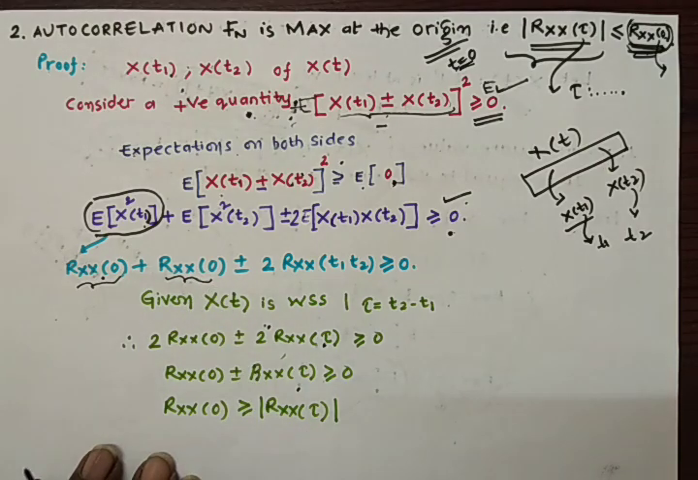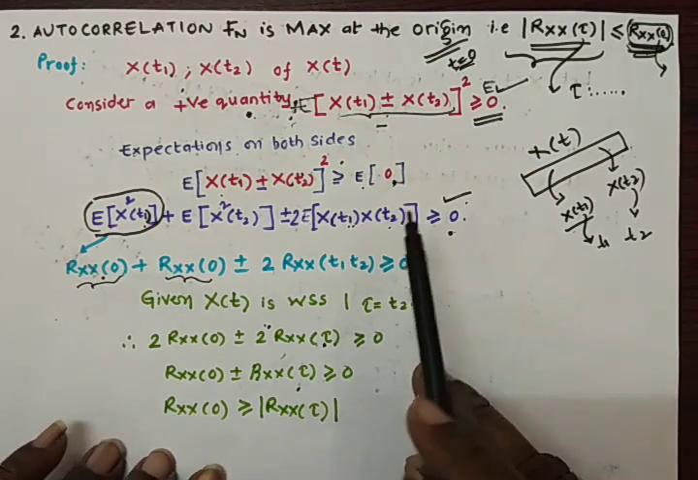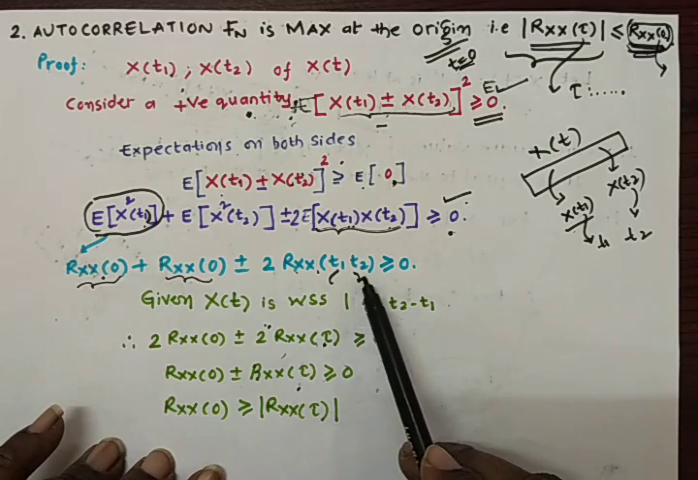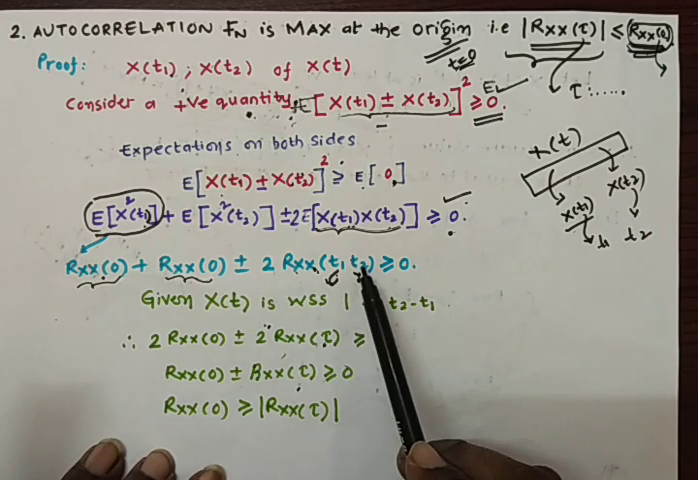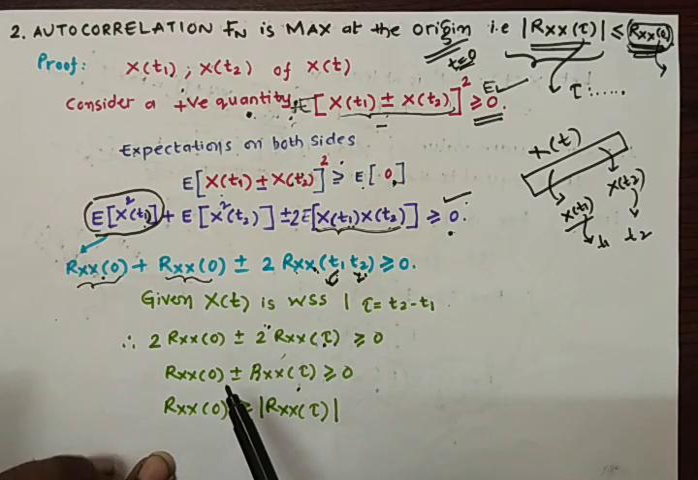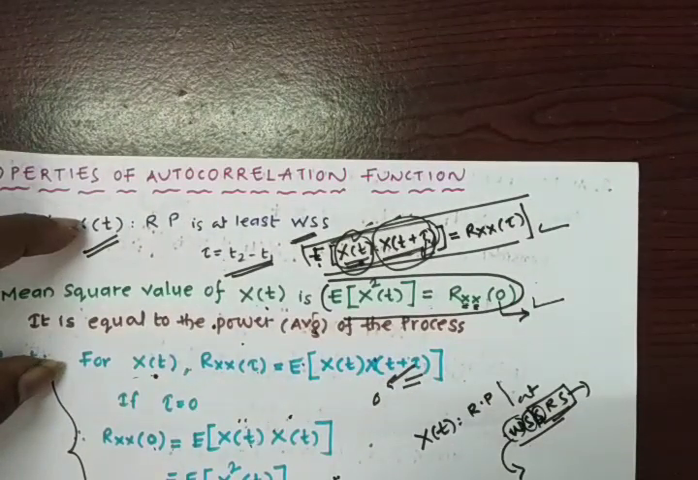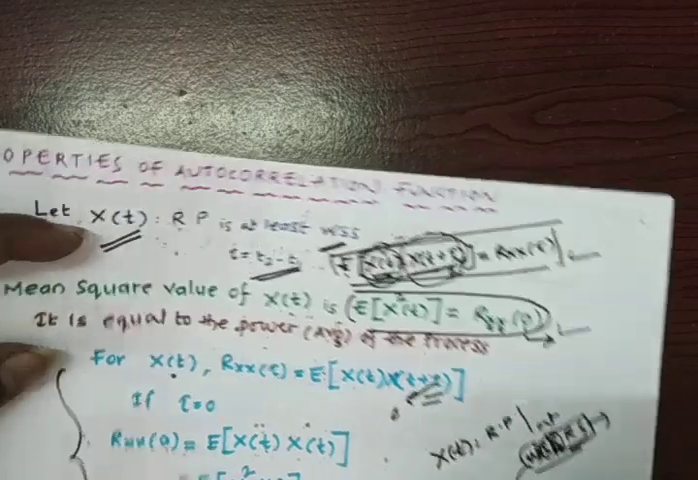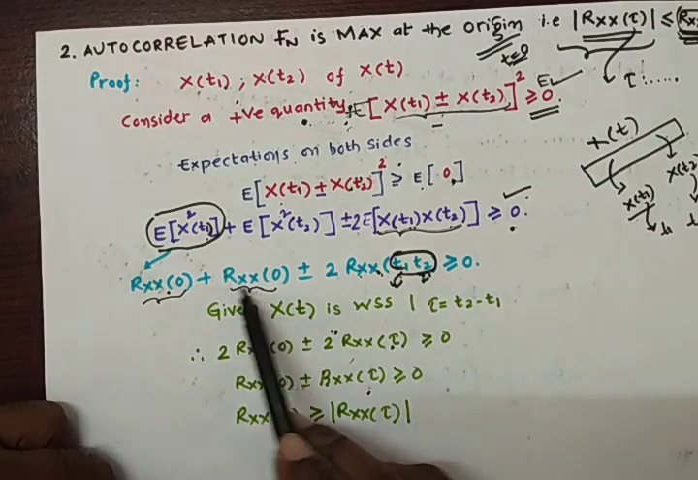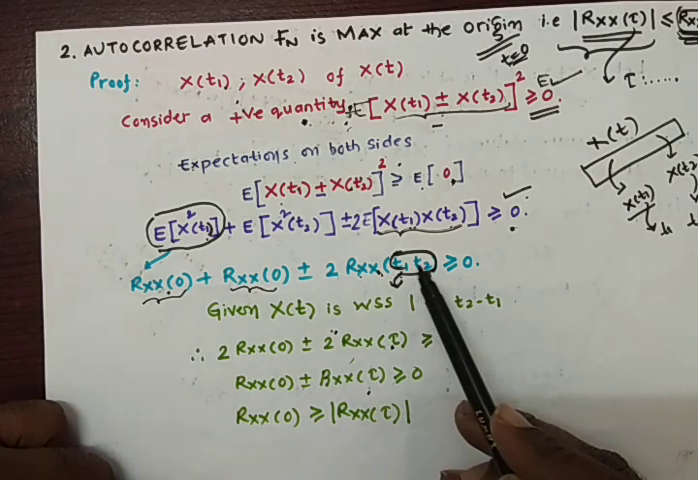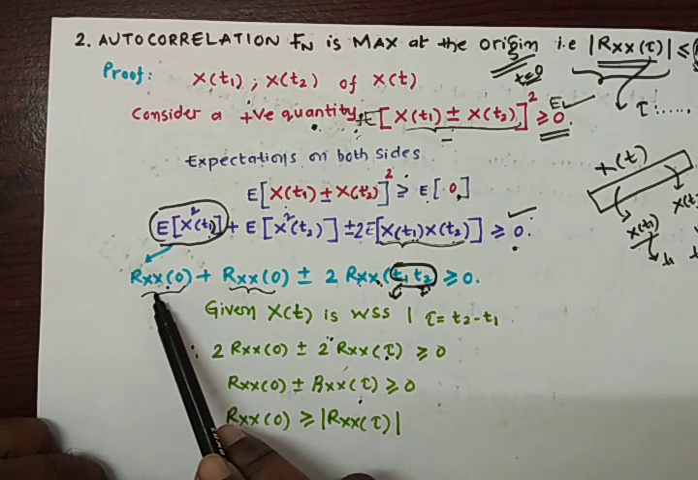This is also the autocorrelation function at the origin, plus or minus 2 into E of x of t1 and x of t2. You can write that as the autocorrelation function at the two instants of time t1 and t2. The autocorrelation function between the two different time instants t1 and t2 must be greater than or equal to 0. In the case of a wide sense stationary process, we know that tau is equal to t2 minus t1, so you can take this as the autocorrelation function between t2 and t1, so you can write 2 Rxx of tau only. This is the autocorrelation function between the two instants of time, so I can write this in terms of Rxx of 0, the autocorrelation function at the origin.